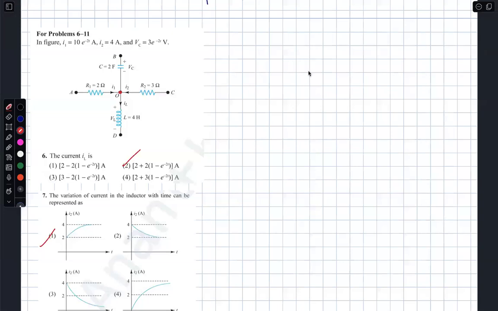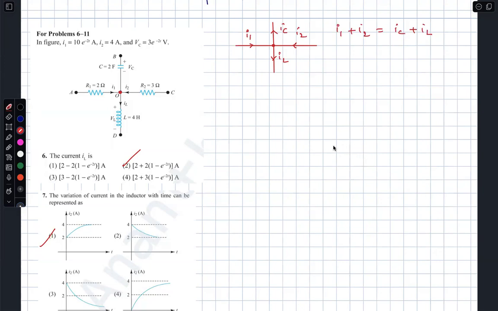Look very carefully. At the junction, I1, I2, IL. For example, you take it as IC for a while. Now, according to Kirchhoff's law, you can write I1 plus I2 is equal to IC plus IL.